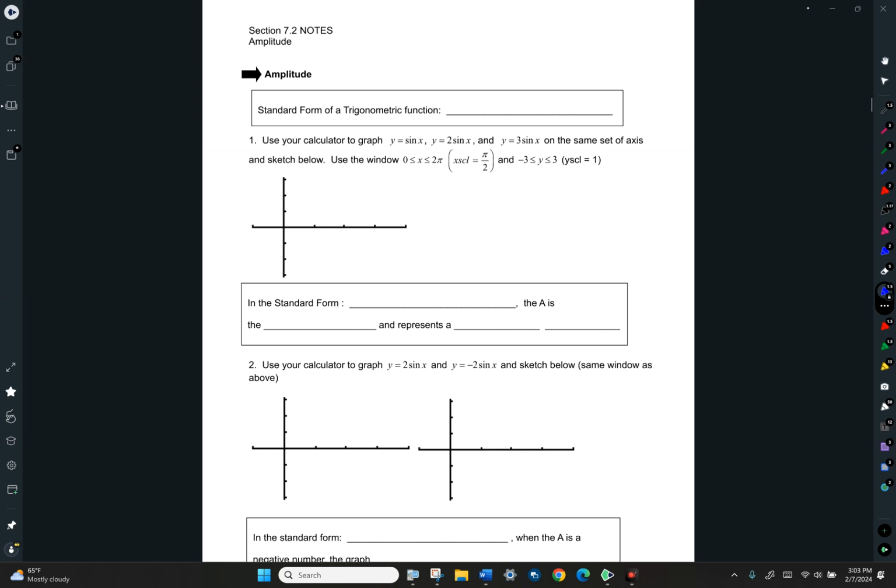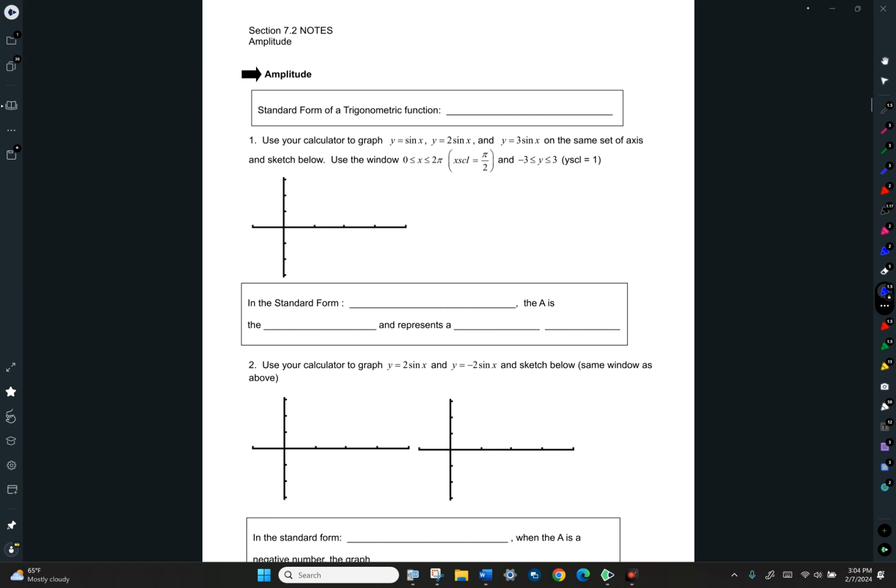So this is section 7.2. And last time we started with the basic graph of sine and cosine, just the basic period of 2 pi. We talked about how it repeats itself. And so today we're going to extend that. We're going to talk about how we can take that basic graph and adjust it a little bit.